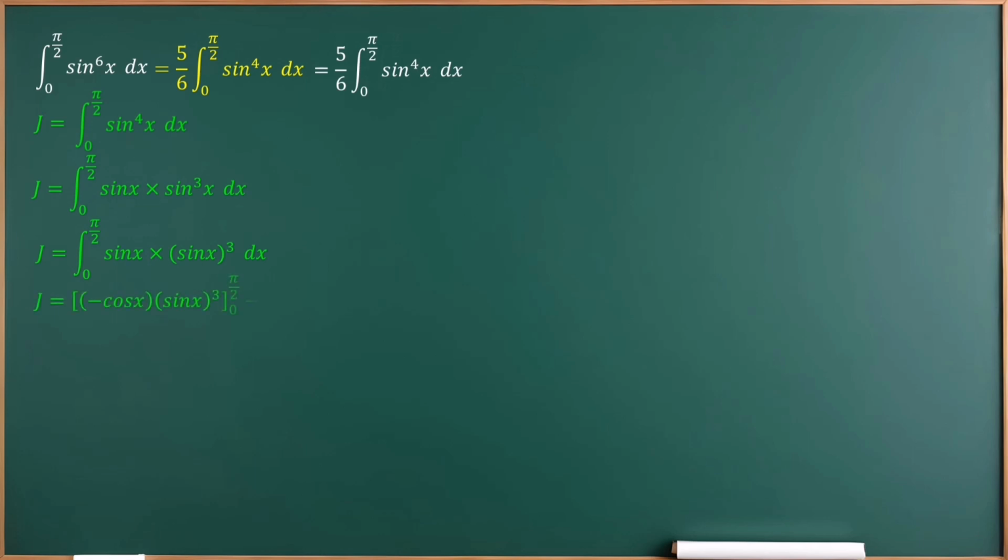Then minus integral minus cos x times. Now differentiation of the sin x cube. Differentiation of the sin x cube value we can write as 3 times sin x squared times cos x. Now we can substitute upper limit and lower limit for minus cos x times sin x cube terms. First one, upper limit pi over 2 minus second one, lower limit 0.